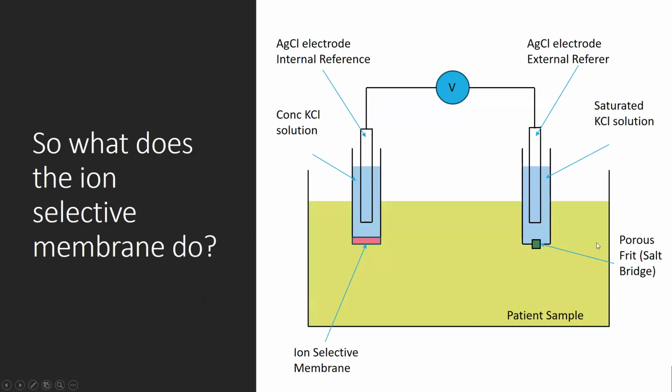So let's go back to thinking about this setup where our patient sample interacts with these two reference internal electrodes through the porous frit and the ion selective membrane, a little bit like the patient sample is the salt bridge as well. The important part of this is exactly what the ion selective membrane is doing and how this affects the overall potential of the cell.